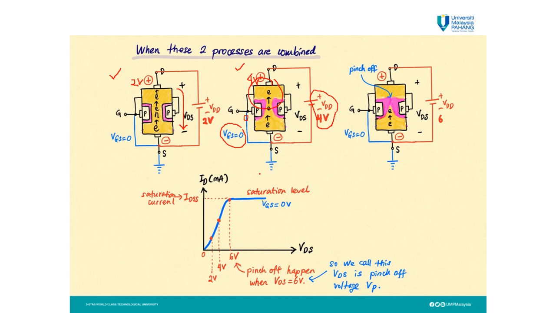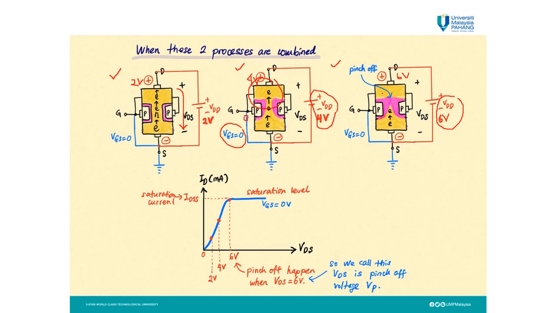Now you see this graph. For example, when I increase the VDD to 4 volt, the current is increased, from here to here, and then it keeps increasing. And for diagram number 3, I keep increasing the VDD to 6 volt, which means the D terminal is at 6 volt. So it keeps increasing the current.